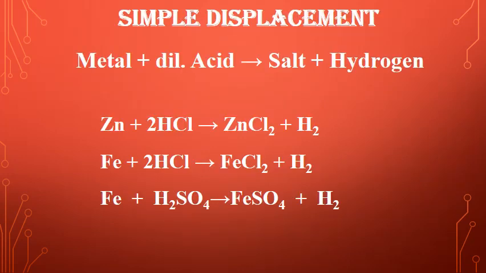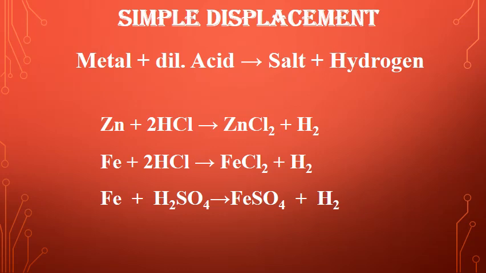The next method is simple displacement. So what is this method all about? We take a metal, treat it with dilute acid, and we get salt plus hydrogen gas. This set of reactions you have already encountered a number of times in the last few years of studying chemistry. So the reactions as such are not that difficult.